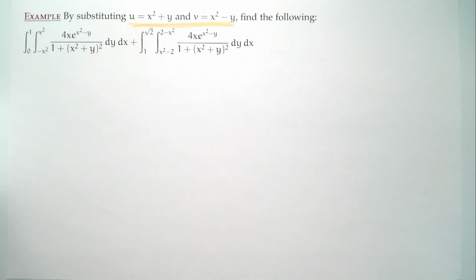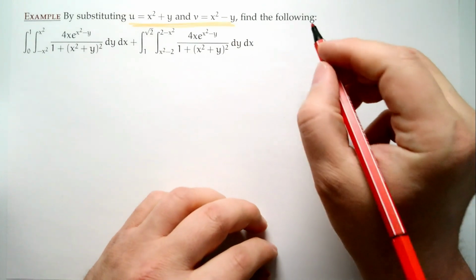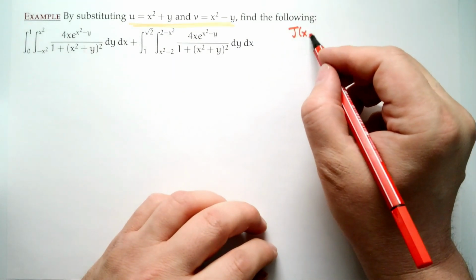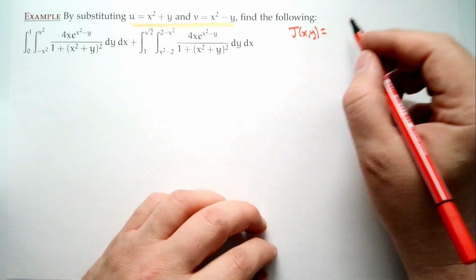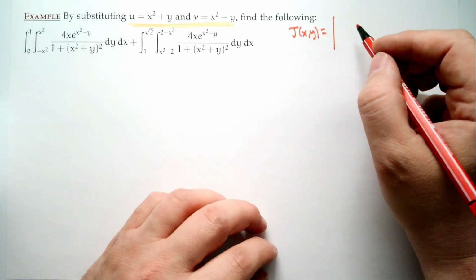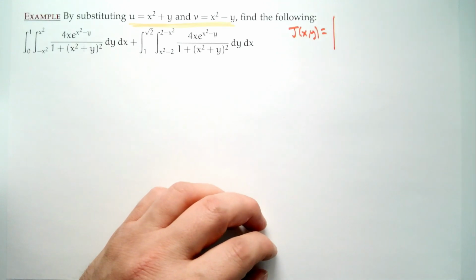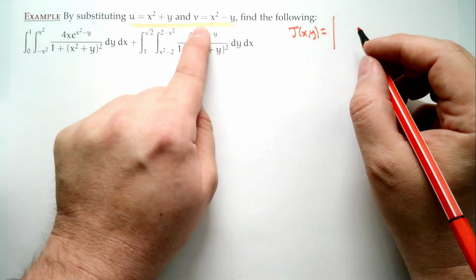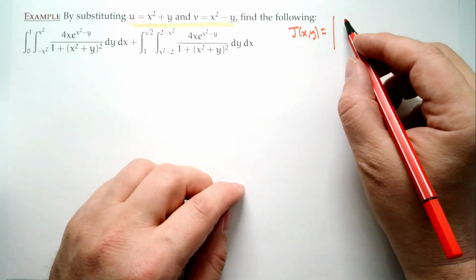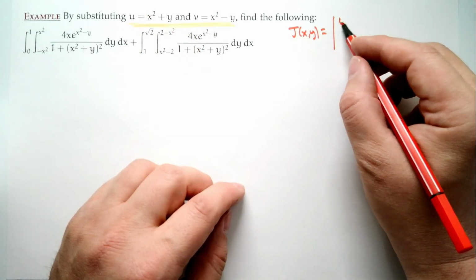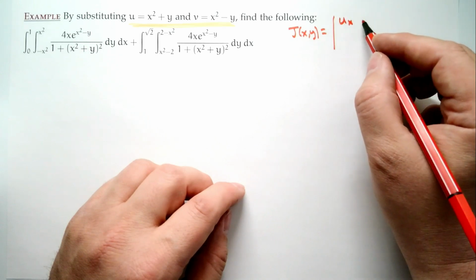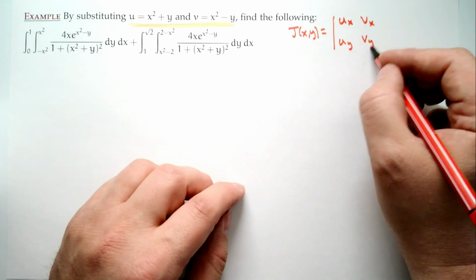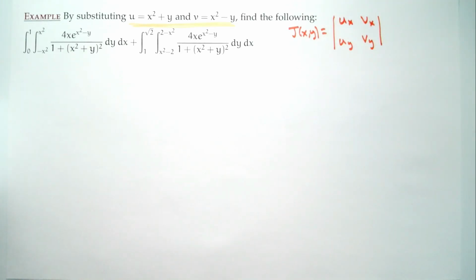I think the Jacobian is a good thing to do early. So I'm going to compute the Jacobian of x, y. That's going to be the determinant of, and I'm probably going to write down something different than what I wrote down last time, but that's okay. These are my new variables, u and v. I'm going to take the derivatives with respect to x and y. So I could take, for example, u sub x, and v sub x, u sub y, v sub y. That's my Jacobian.